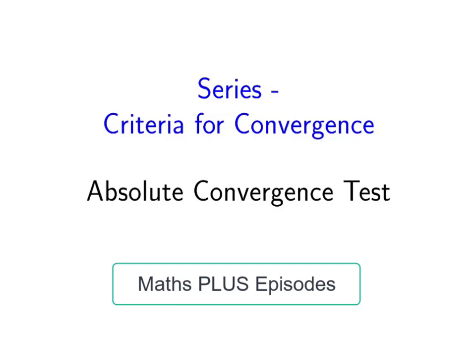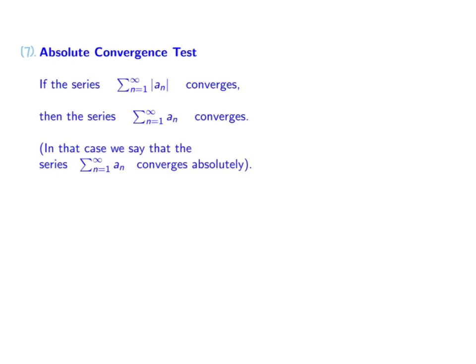In this video, we shall refer to the absolute convergence test. This test can be applied to series with terms an of any signs. Instead of referring to the series itself, we take the absolute value of all the terms in this series and consider a new series instead. This test states that if this new series formed by taking the absolute value of all the terms an converges, then the original series, which is formed by having the terms an, also converges.